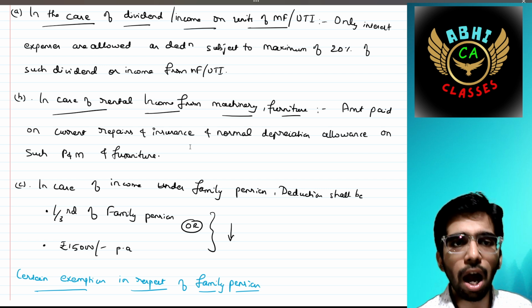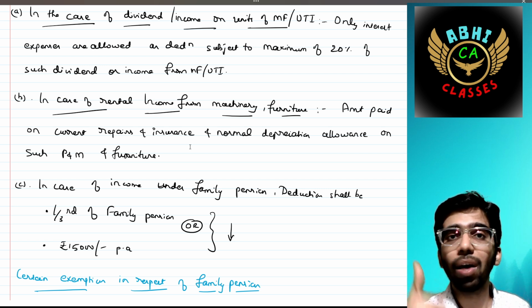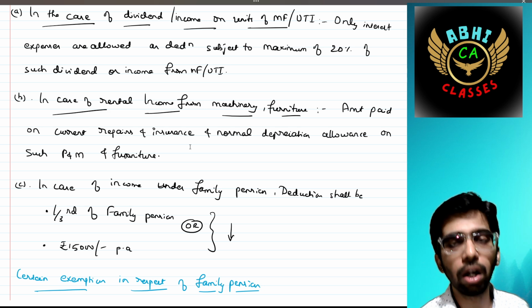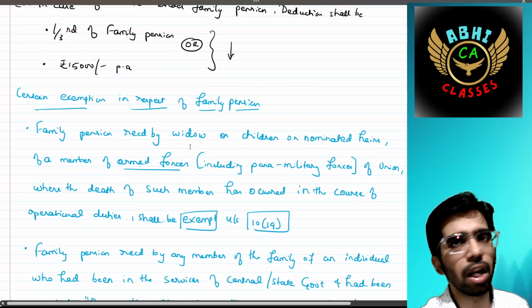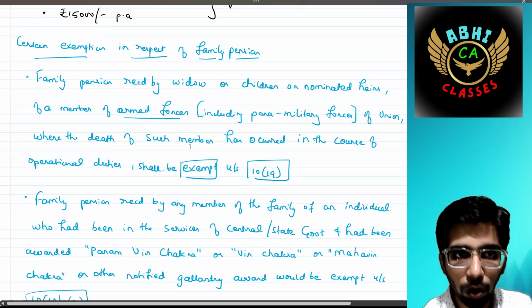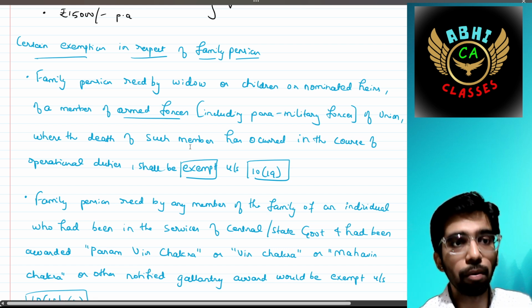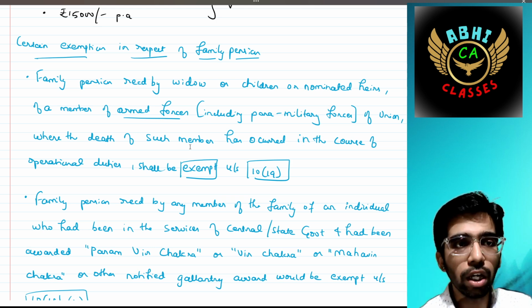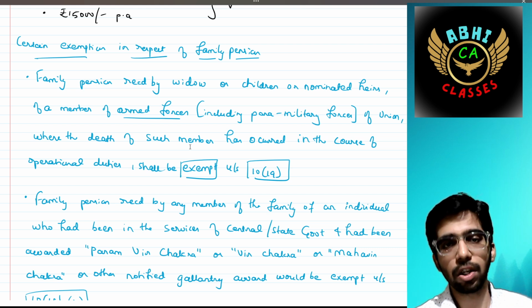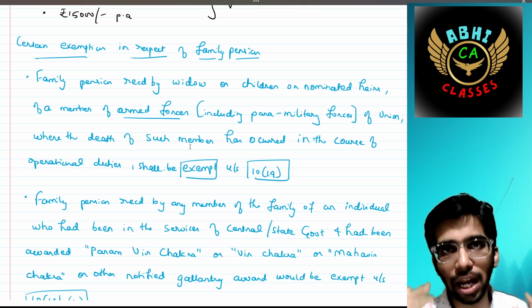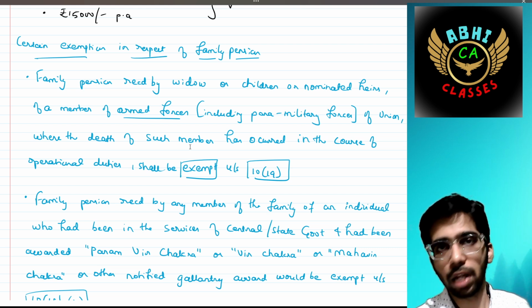In case of income under family pension, the deduction shall be one-third of the family pension or 15,000 per annum, whichever is lower. Certain other exemptions in respect of family pension: family pension received by a widow, children or nominated heirs of a member of the armed forces, including paramilitary force of the Union, where the death of such a member has occurred in the course of official duty, is fully exempt under section 10(19). In order to give respect to them, this exemption has been brought into effect.